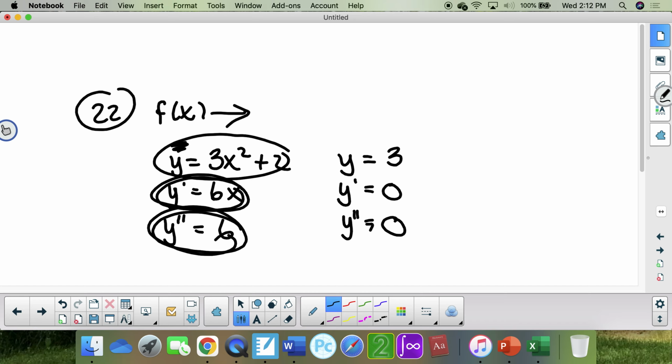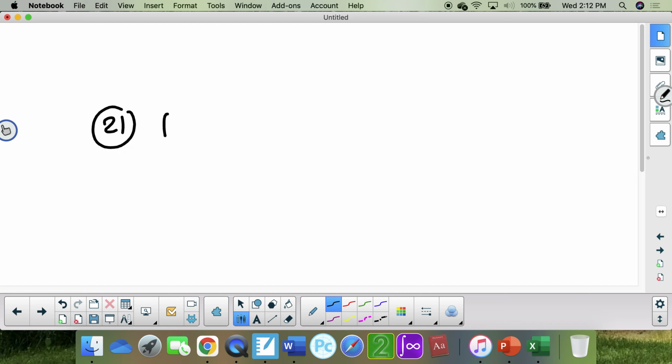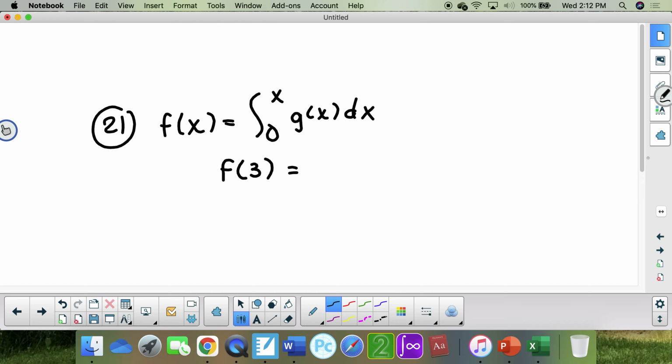So 21 and then 20 and we are done. 21, f of x is equal to the integral from 0 to x of g of t dt, and then they say f of 3. What does that mean really quick? And then we're done. We have one more problem after this. Basically, f of x is equal to this, and they want you to find f of 3. You're going to replace the x with a 3. That means you're going to replace this x with a 3.